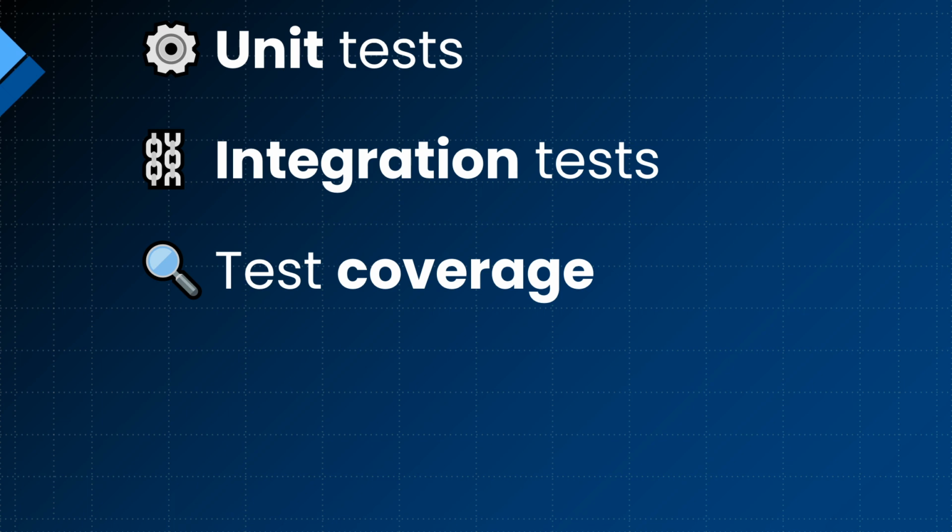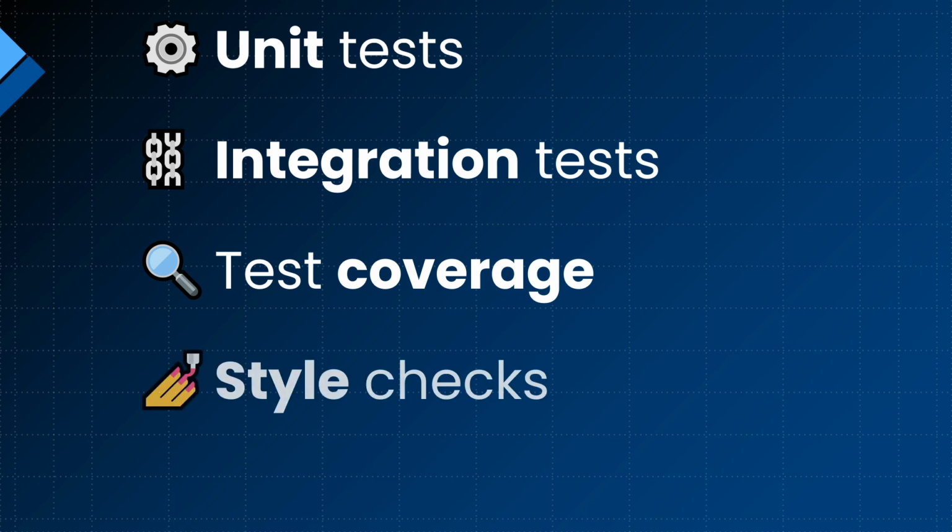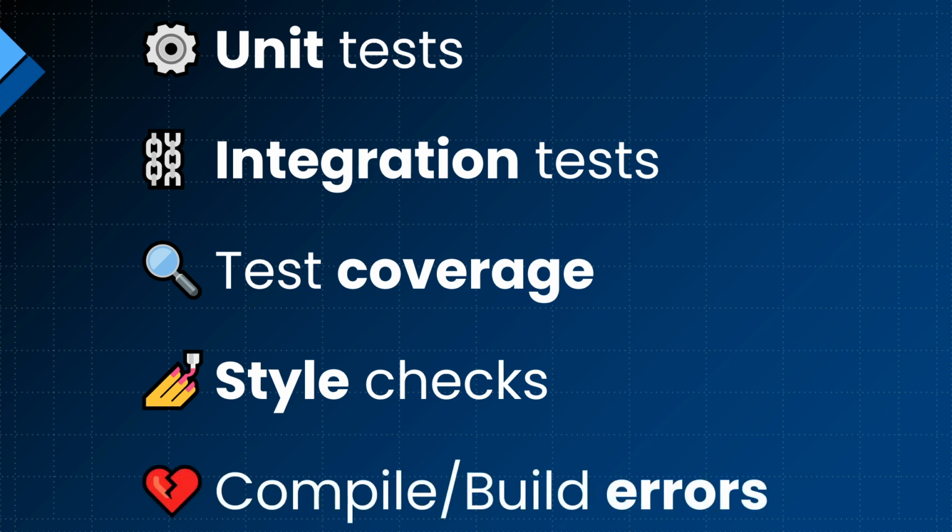So if you add a whole bunch of new code, but you didn't write enough tests, it might be blocked from merging. You can also do style checks. Again, make sure you can run auto formatters to basically check that everything looks good, that you're not violating any style concerns. And most importantly, make sure there's no compile or build errors.